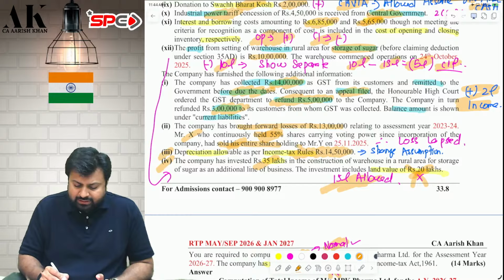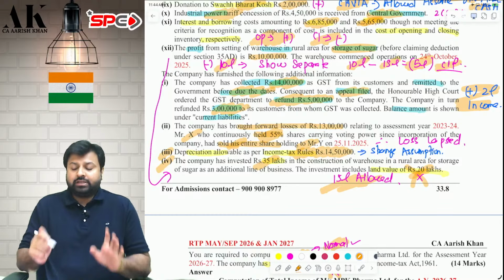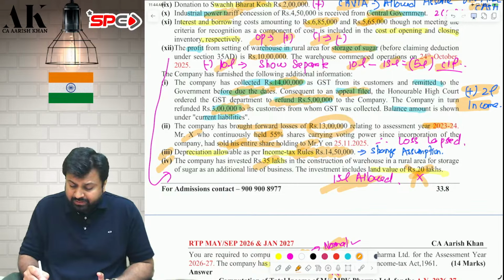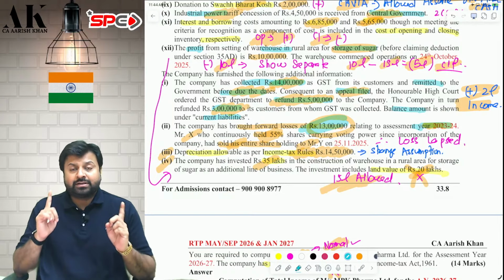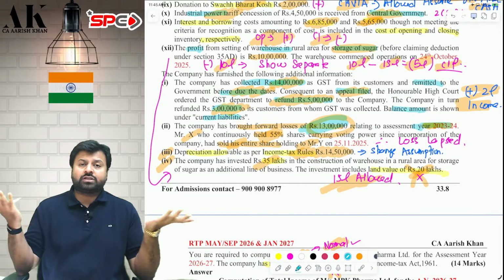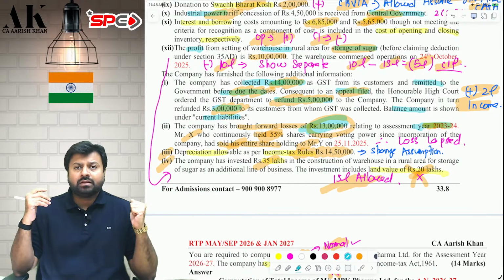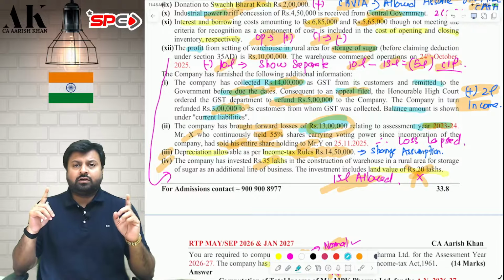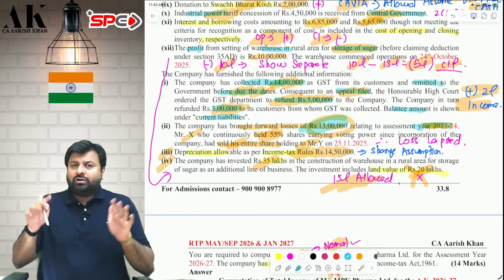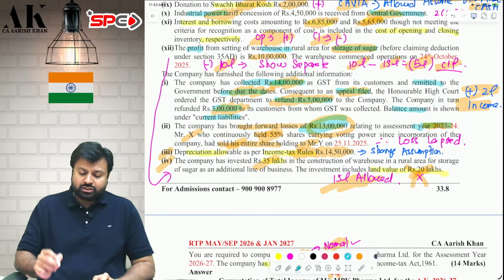Now he sold his entire share in the current year. Now 55% shareholder change. Therefore, this loss of 13 lakh rupees of 23-24 cannot be carried forward and set off in the current year. Because 51% shareholders have to be same, and 51% of the shareholders have changed. They have to be same if you want to carry forward and set off. But because they have changed, you cannot carry forward and set off. You can write a note on section 79 over here.